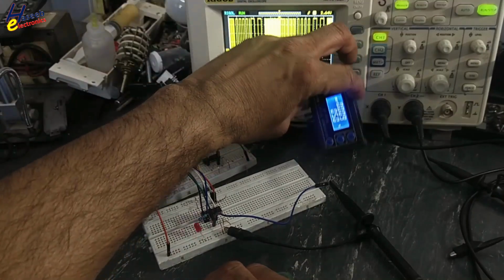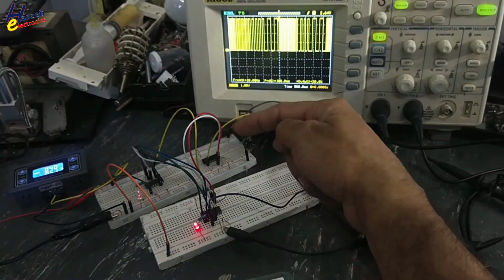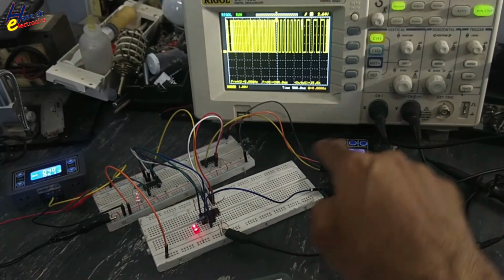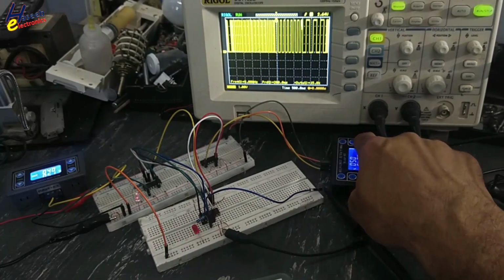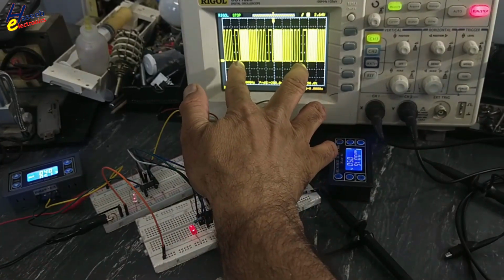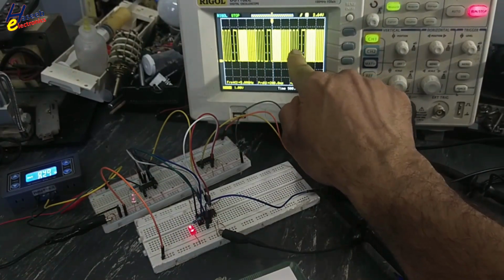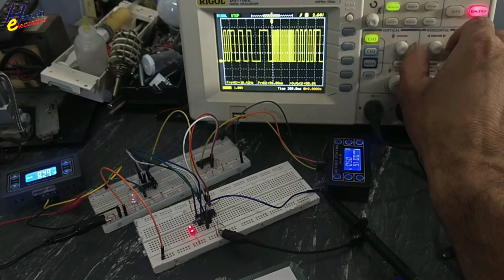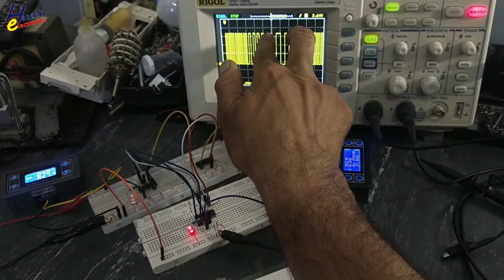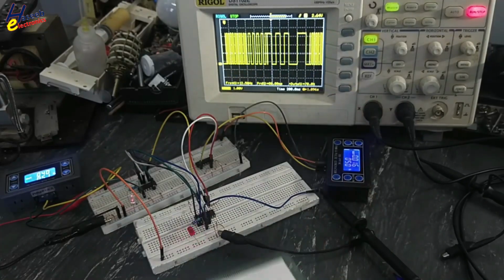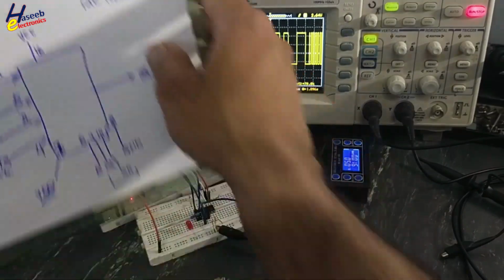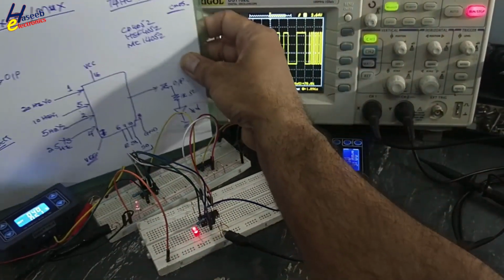If I increase the frequency of this signal, now we have this pattern. In this pattern we have 4 types of signals, 4 different signals at specified intervals. That are these signals. So this is the function of this multiplexer.